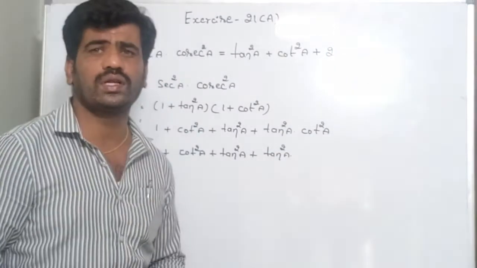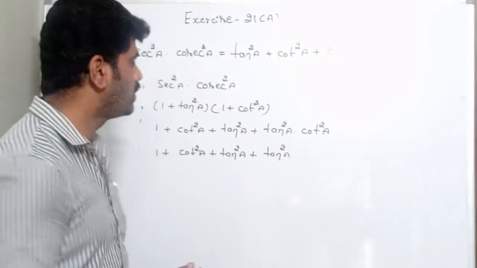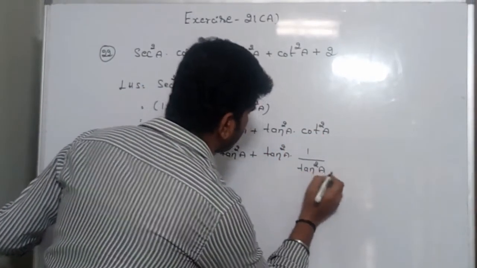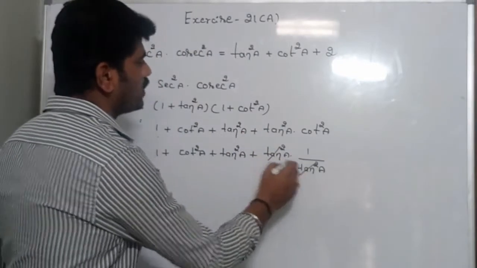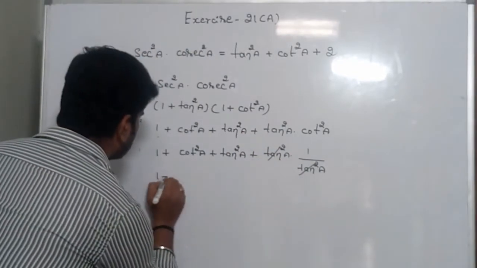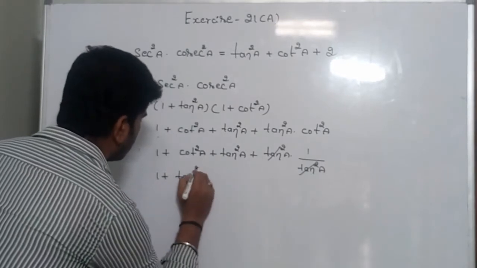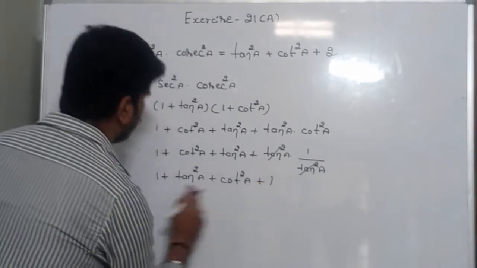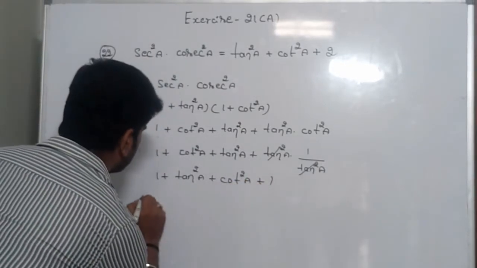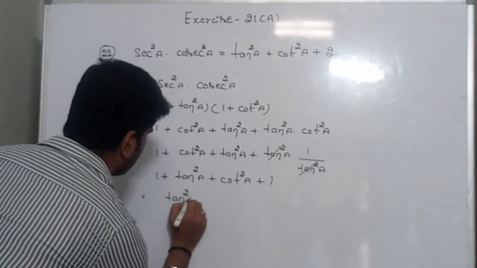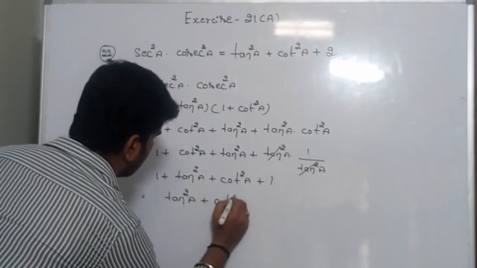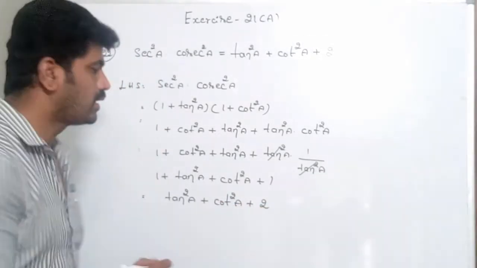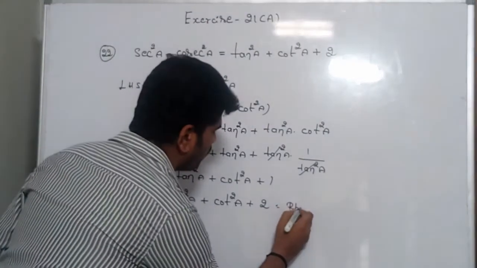Now apply the reciprocal relation. We know that the reciprocal of tan theta is 1 by cot theta. So in the place of cot square A, I can write 1 by tan square A. Now see here, tan square A gets cancelled. Then 1 plus tan square A plus cot square A plus 1. Then 1 plus 1 is 2. Now what is our answer? Tan square A plus cot square A plus 2. So this is our required answer, that is equal to RHS.